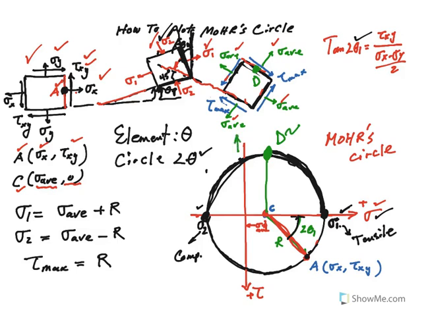All right. And what's the coordinate of point D? The coordinate of point D is sigma average, right? You see that? It has the same horizontal coordinate as the average stress, and tau max. And look, point D: sigma average and tau max.